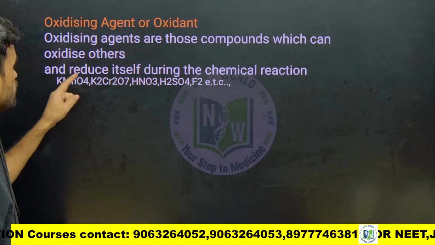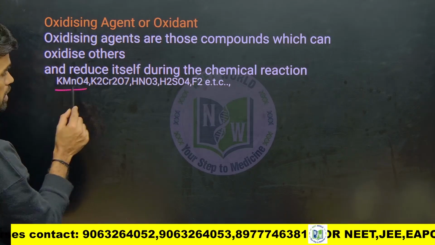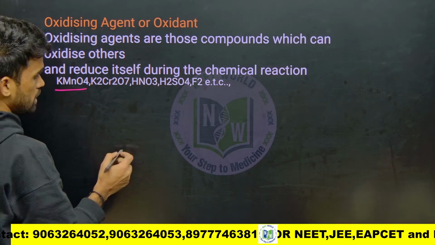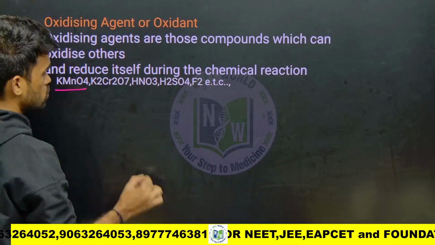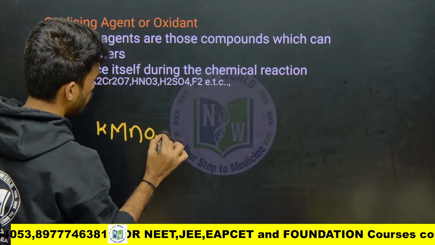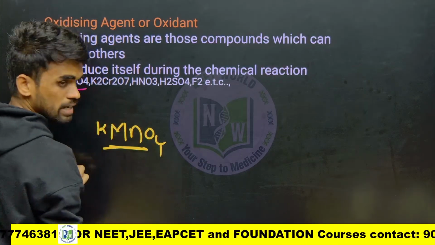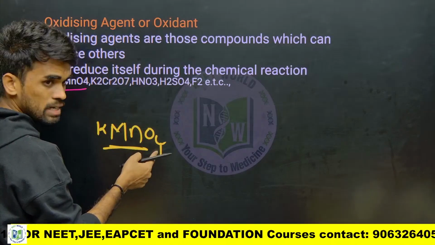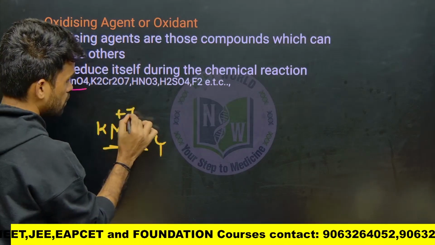For example, we have KMnO4 here. So I am writing KMnO4. What is the oxidation state of manganese here? If you calculate 4 times -2 is -8, plus 1, so it will be +7.